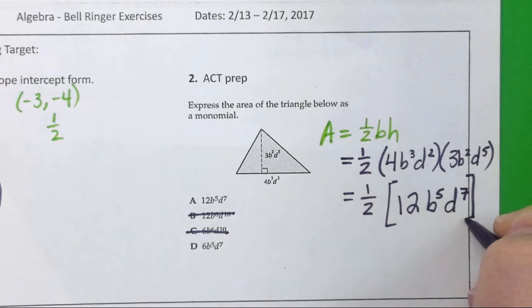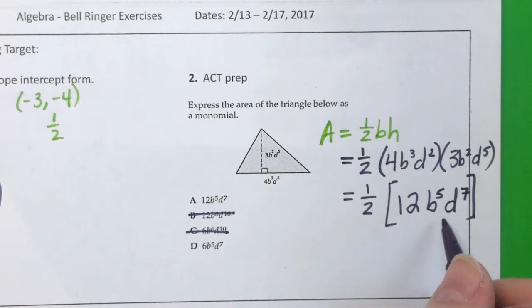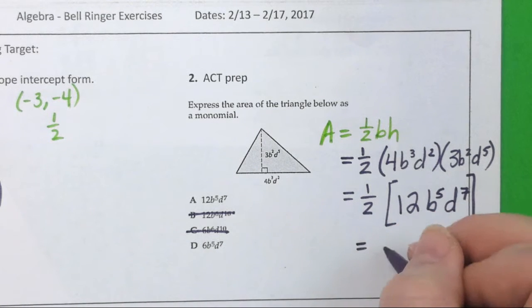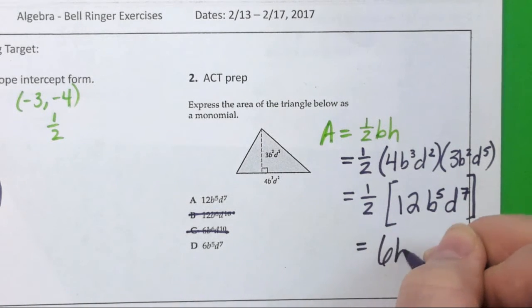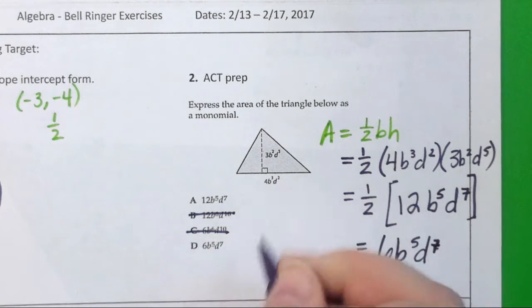Hannah, don't answer anything else, please. Okay, so I see this. 12, b to the 5th, d to the 7th. So I go with A, right? No. Why not? It's just 1/2. It's divided by 2. So it ends up being 12 divided by 2 is 6. 6, b to the 5th, d to the 7th. That is option D. It is D.